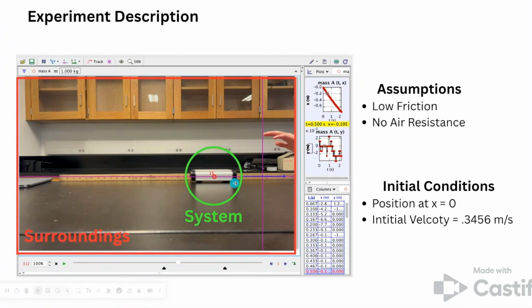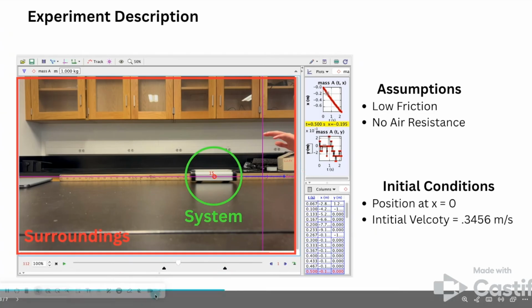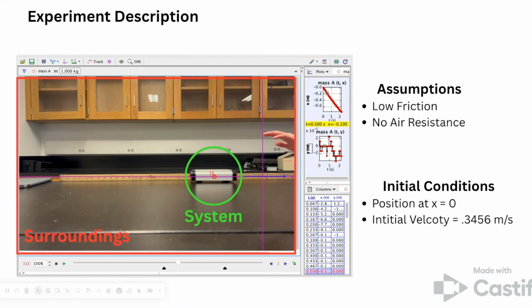So moving on to the experiment description. What we used is a weighted car, and we just rolled it across the table. We gave it an initial push, and then we cut the frames to where the video is only analyzing parts of the car that were moving at a constant velocity. So we cut the end and the beginning of the video out. And then obviously that is our system there.